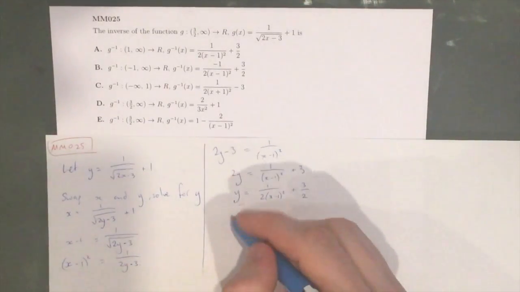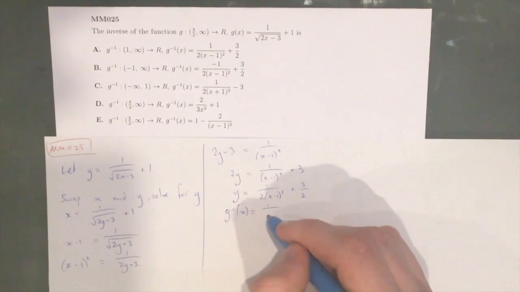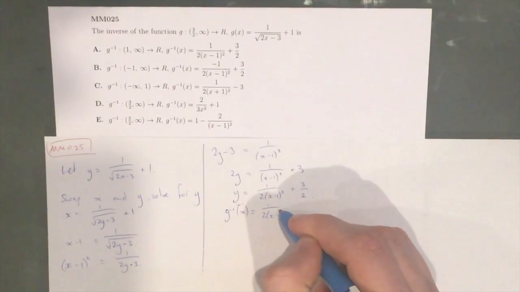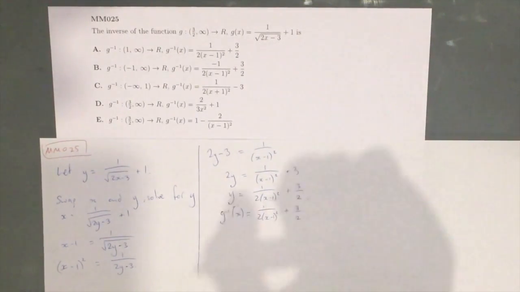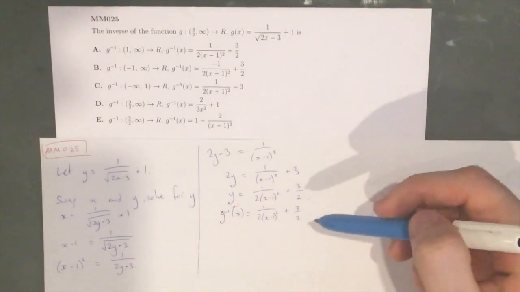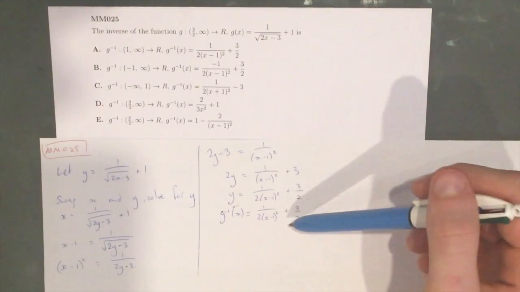Perfect. So our inverse equation is actually inverse of g of x equals 1 over 2 (x take 1) squared plus 3 over 2, which is all well and good. And we just need to make sure that our domain is correct as well.